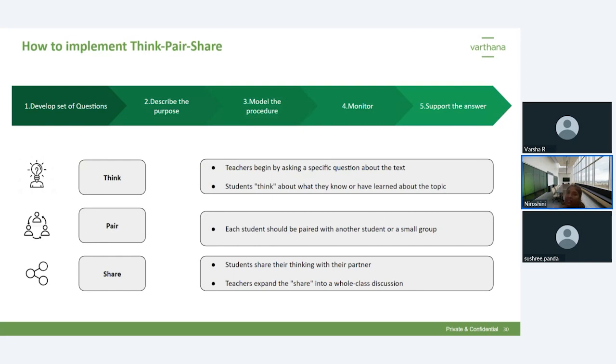And then initially, when you are introducing such topics, you can call a student and model the procedure. So now this is the question. I'm going to first think. Now I have a partner. I'm going to discuss this with my partner, and then I'm going to share it with the larger classroom. So this is basically think, pair, share. This tends to be very, very effective, where children are instantly discussing among themselves and reasoning out the ideas.